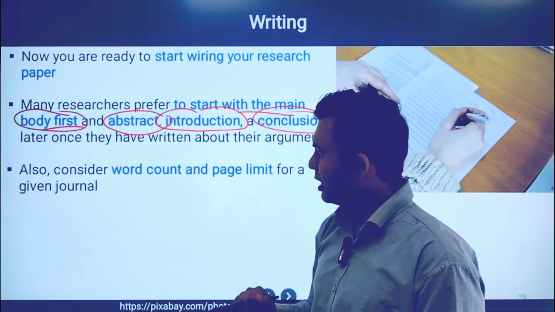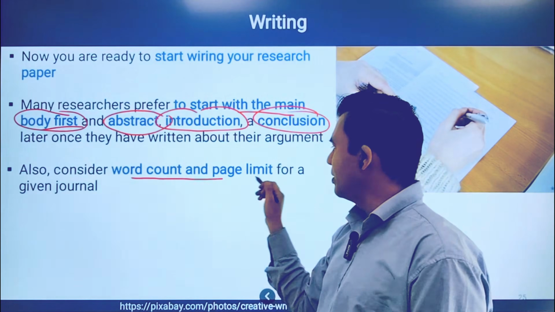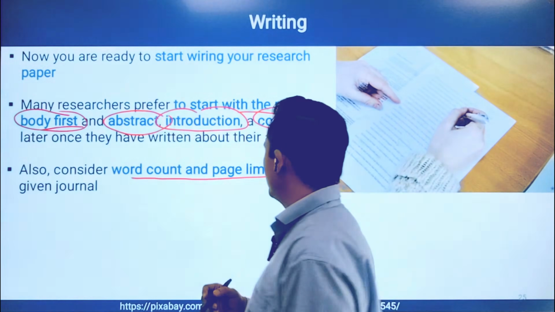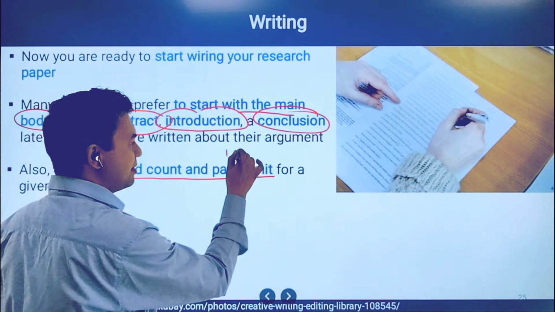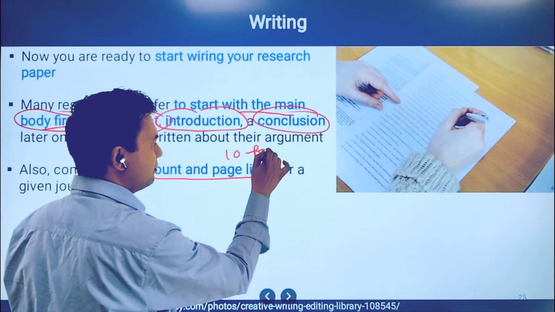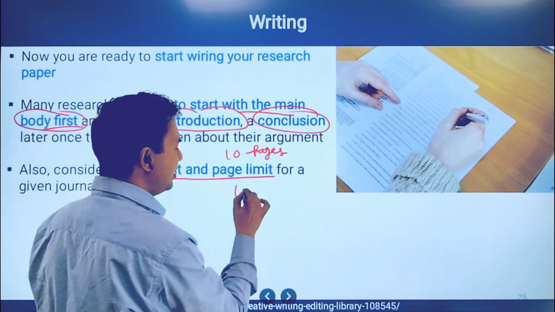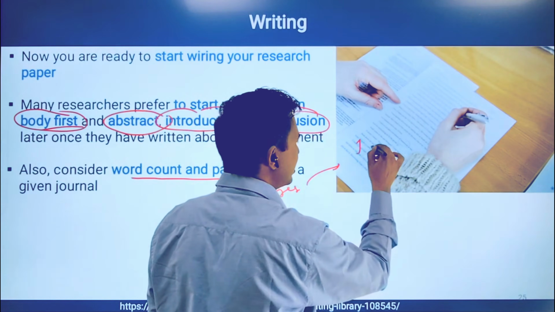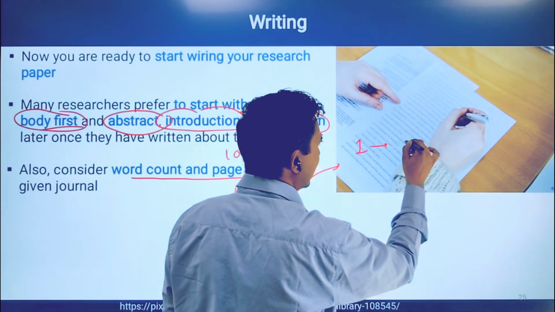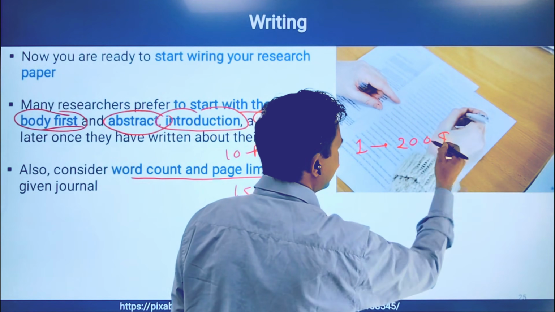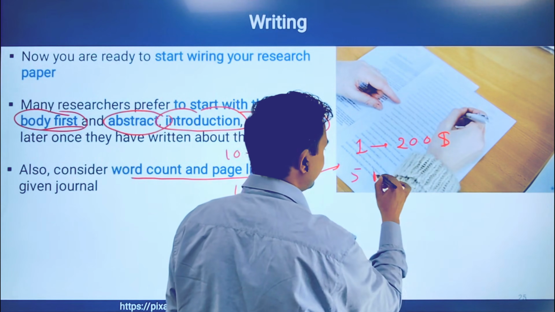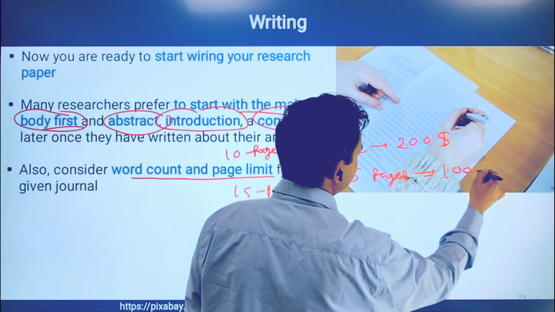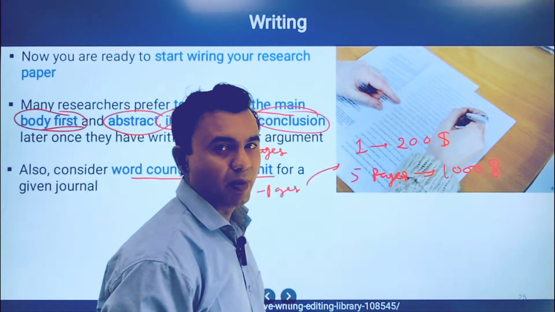Also consider the word count and page limit. Check how many pages are needed, right? Generally, let's say a journal has a page limit of 10 pages. And if you write, let's say 15 pages, what happens is each page will cost you around $200, something like that. So 5 extra pages will cost you around $1,000, which is a huge amount.